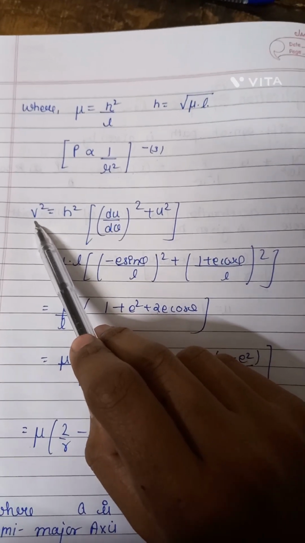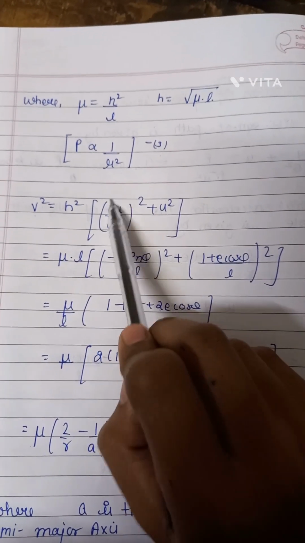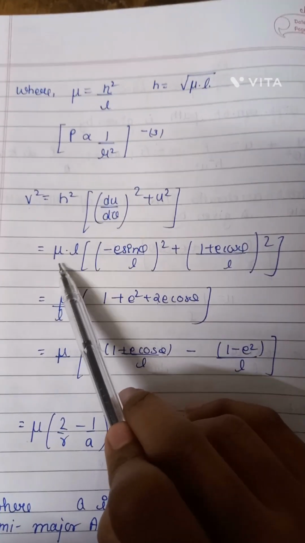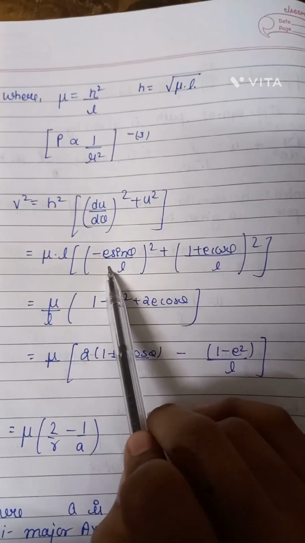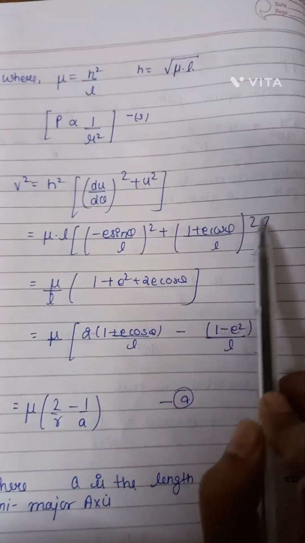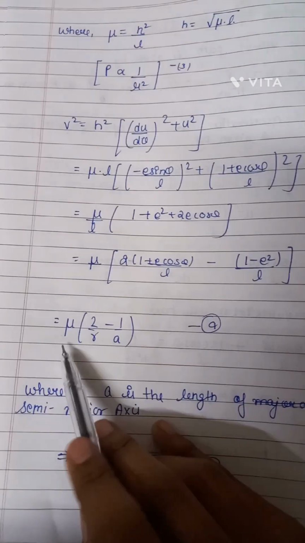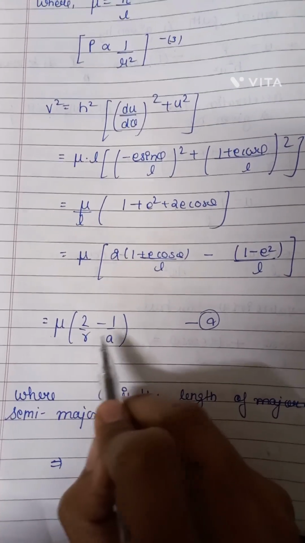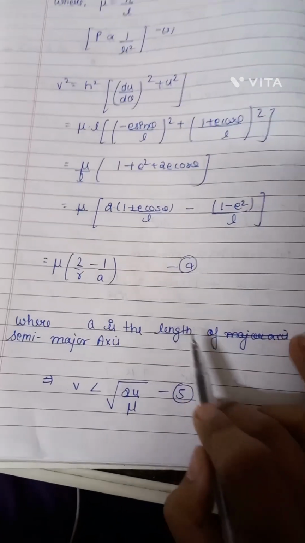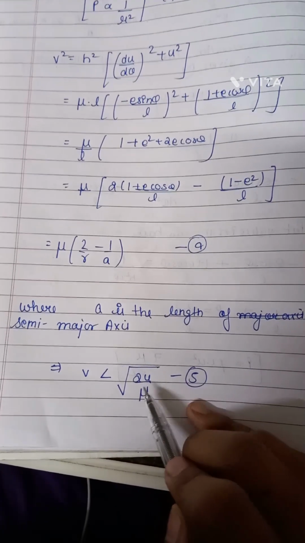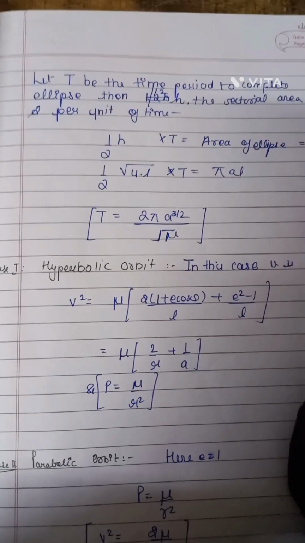Now we also know that v square is given as h square [(du/d theta) whole square plus u square]. Now putting the values, we get mu l [(minus e sin theta/l) whole square plus ((1 plus e cos theta)/l) whole square]. Now solving this whole equation, we get v square as mu (2/r minus 1/a), where a is the length of the semi-major axis. This implies that v is less than square root of 2 mu/r.